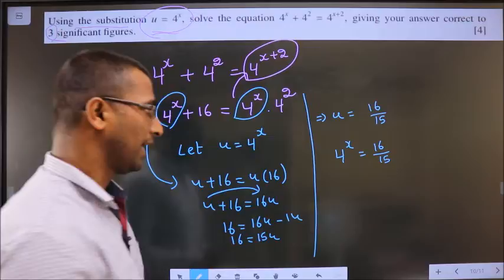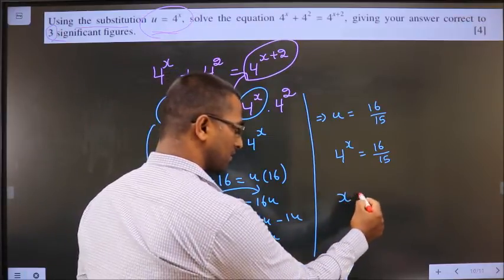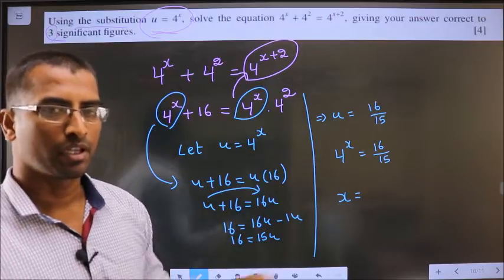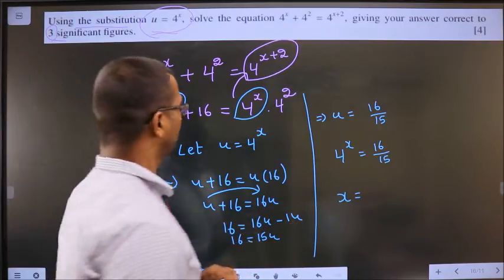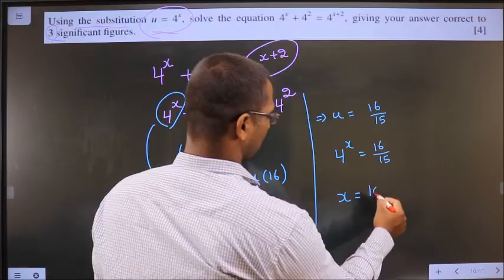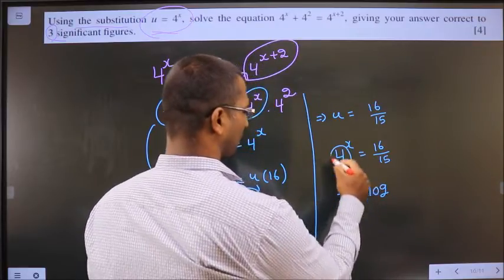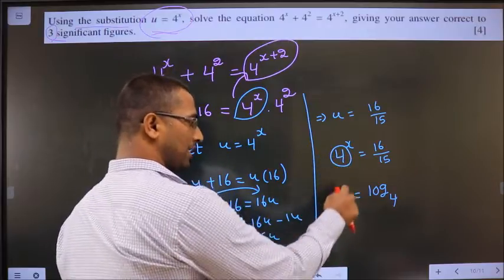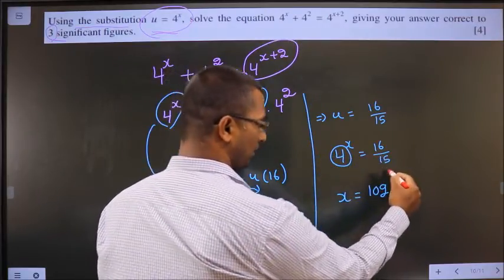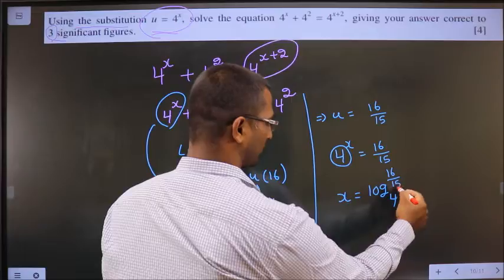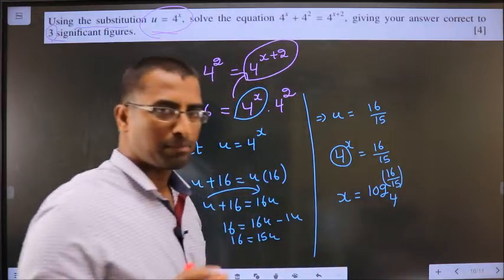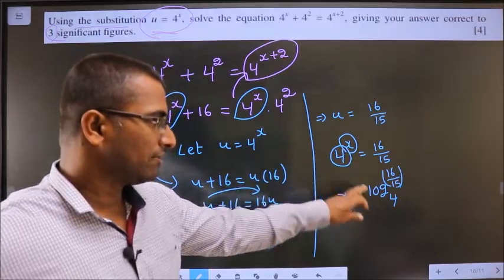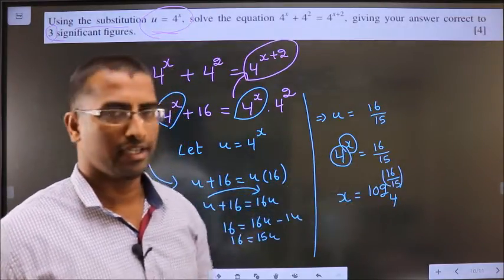Now, I need to find x. For that, I apply logarithm now. Whenever you apply logarithm, the base 4 will go as a base only. And the power will remain on the same side and this will be over here. This is how we apply logarithms. Power on the same side. Base will go as a base and this over here.